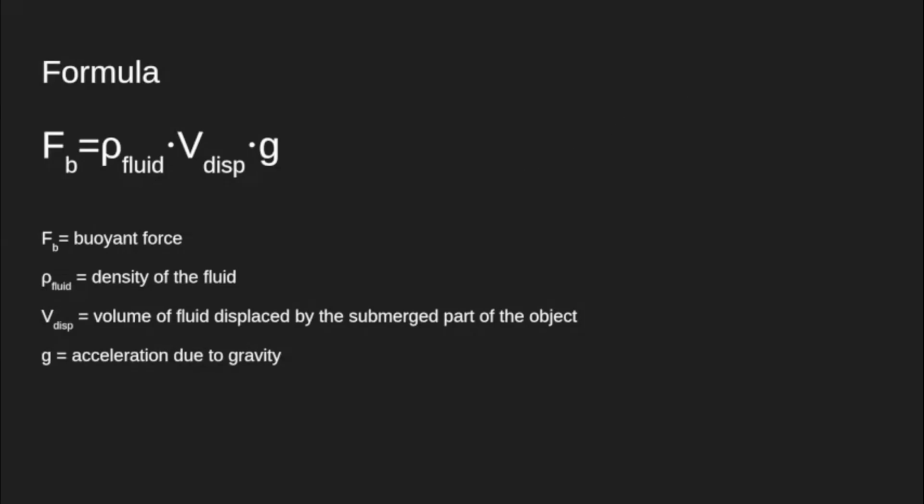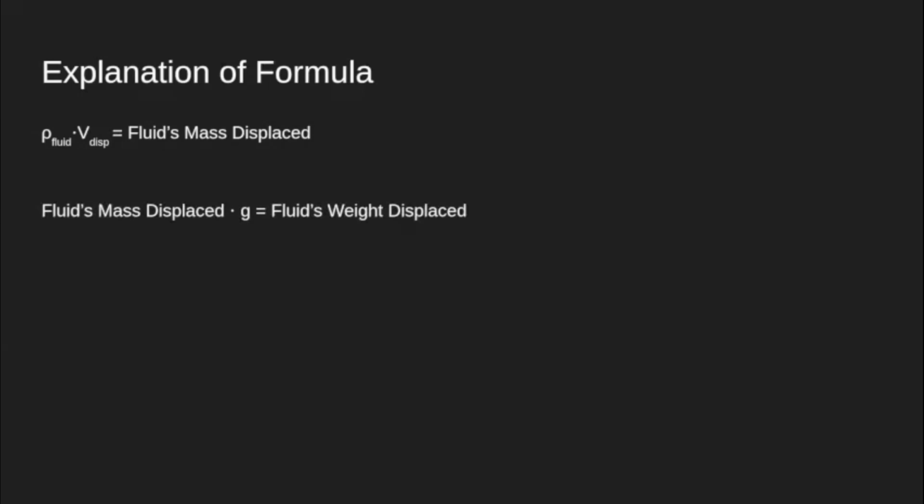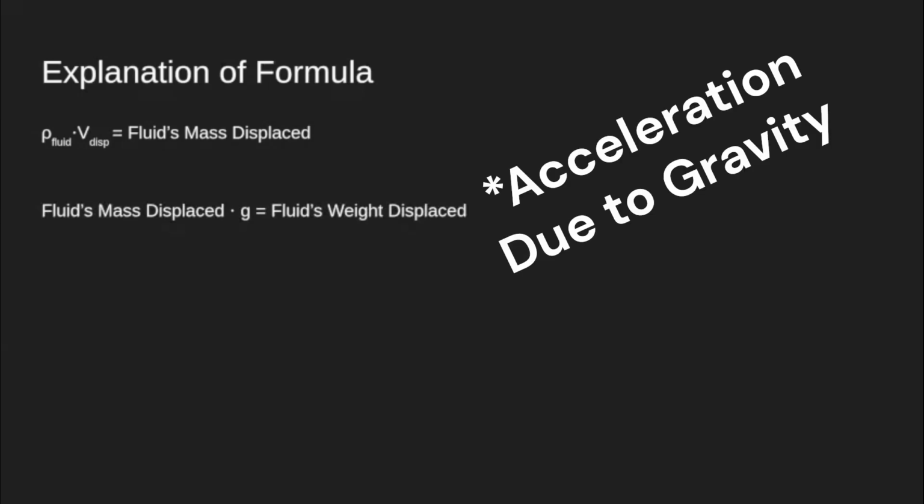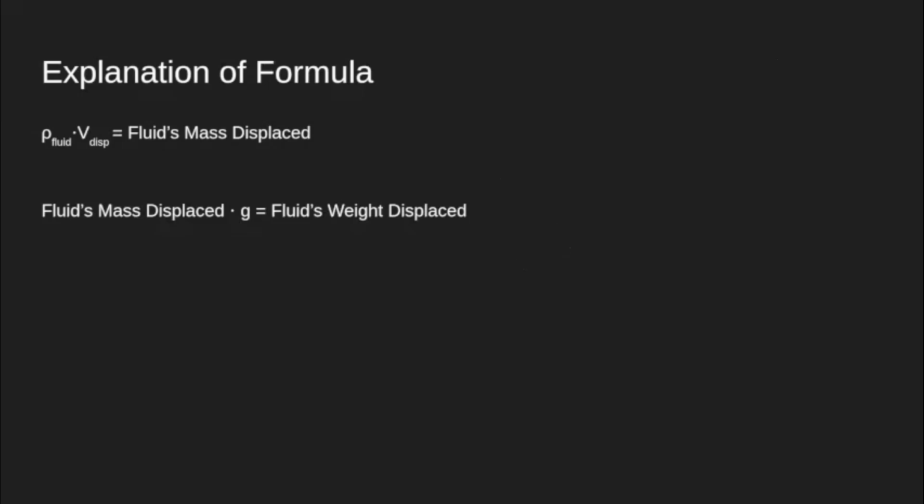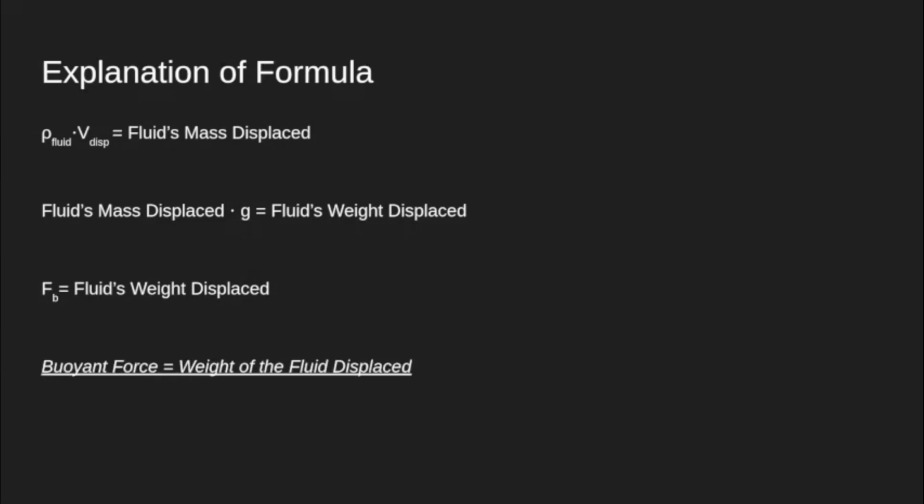So, how exactly does this work? Let's see. Density of the fluid times volume of the displaced fluid is basically the mass of the displaced fluid. So mass of the displaced fluid times gravity is the fluid's weight. So buoyant force is equal to the fluid's weight displaced.